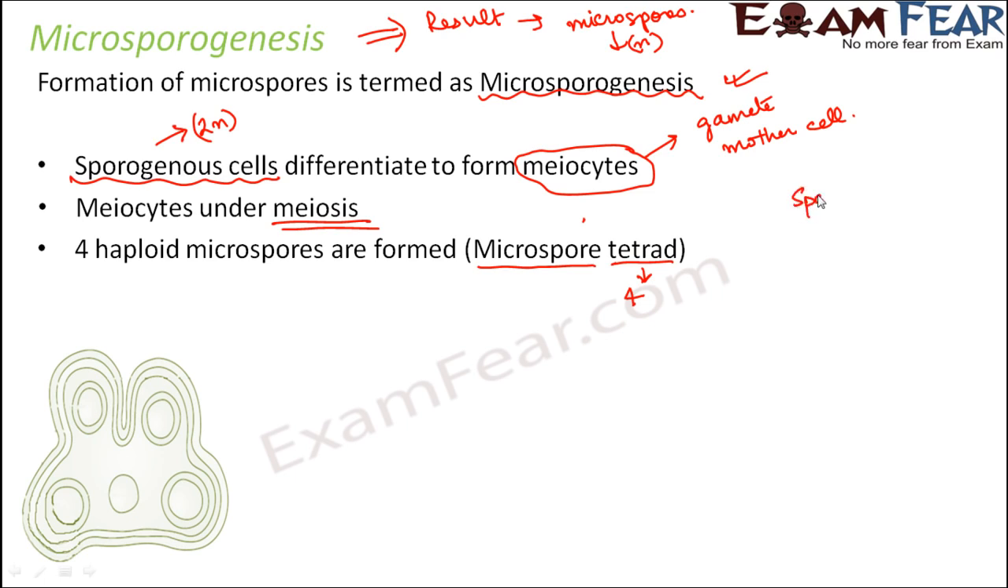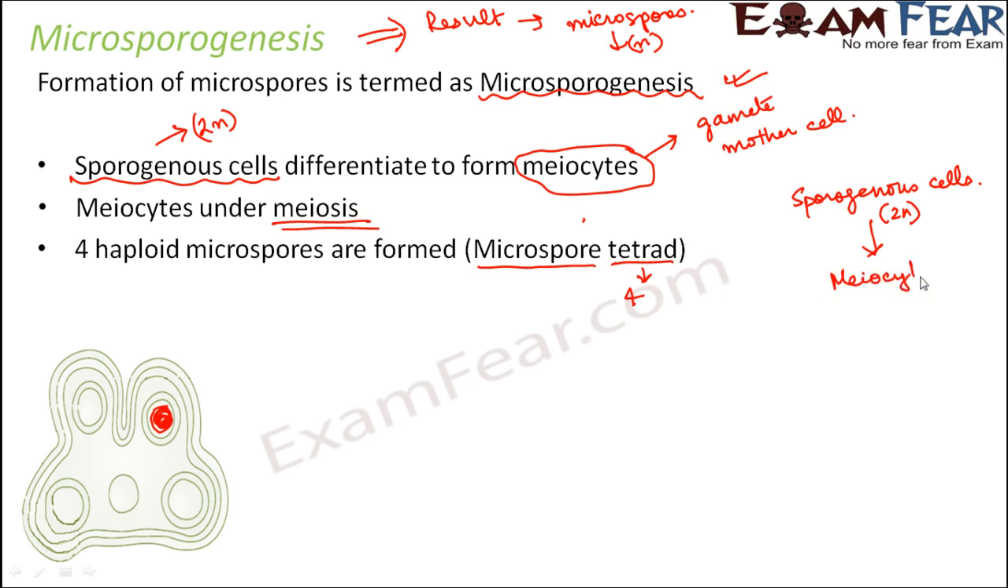So the story starts with the sporogenous cells. Where are they located? The sporogenous cells form the sporogenous tissue, which is located at the center of each microsporangium. So here you have the sporogenous tissue, which is made up of the sporogenous cells. Now these sporogenous cells are diploid. Now these cells will differentiate to form myocytes.